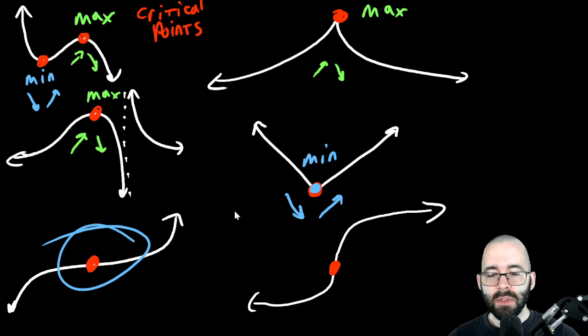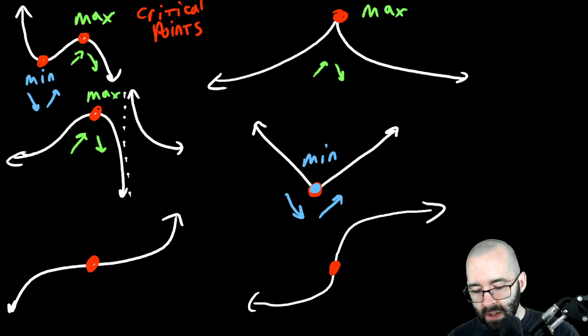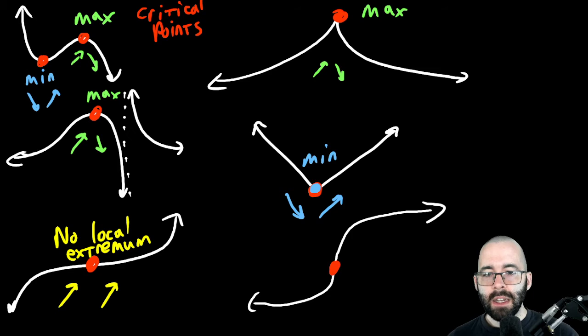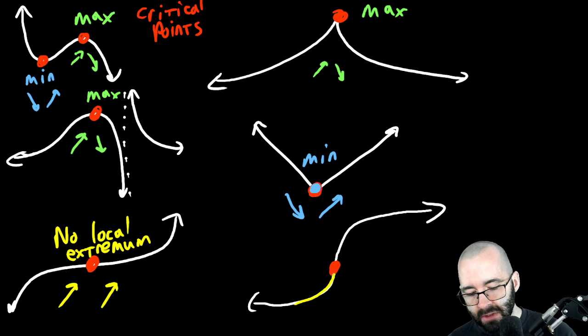This one itself, this is not a local min or a local max, right? The function from the left is going up, positive derivative, and to the right, it's also going up. In this case, it's going up in both directions. There's no local extrema. And here, again, it's going up from the left, and it's still going up to the right. If you look at the derivatives on this one, again, there's no local extrema.